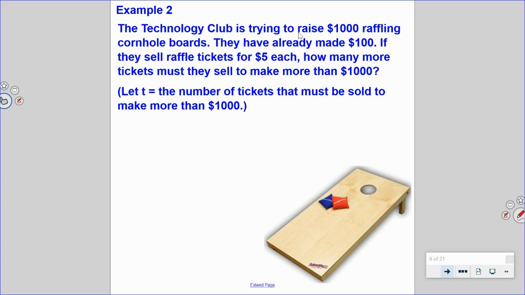Technology Club is trying to raise $1,000, raffling some cornhole boards. I'm not really sure I care what they're raffling. Already made $100. If they sell tickets at $5 each, the question, there it is, how many more tickets to make more than, oh, there's that inequality word phrase.